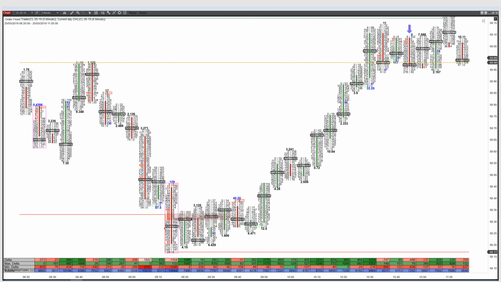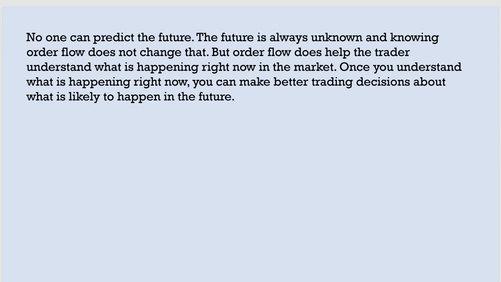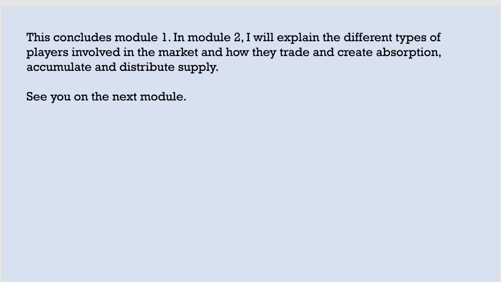And the market jumps up. So again, no one can predict the future, right? The future is always unknown, and knowing order flow does not change that. But order flow does help the trader understand what's happening right now in the market. Once you understand what's happening right now, you can make better trading decisions about what's likely to happen in the future. So this concludes Module 1.